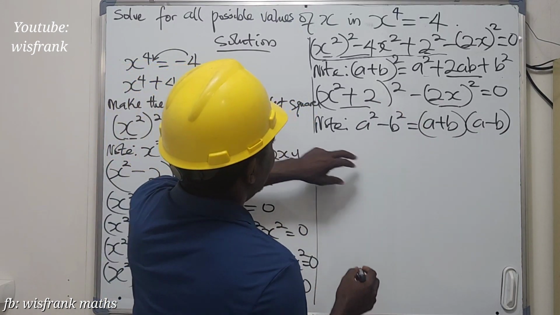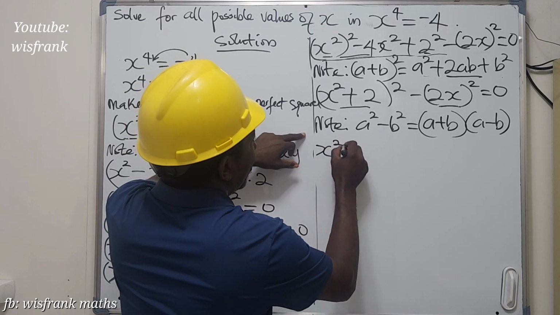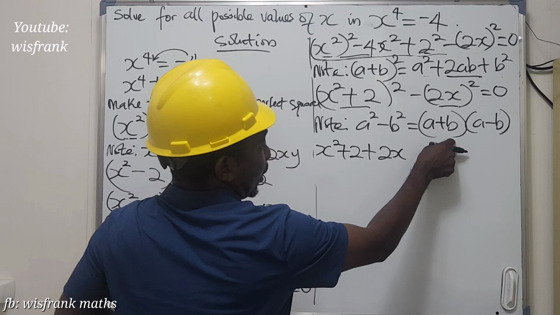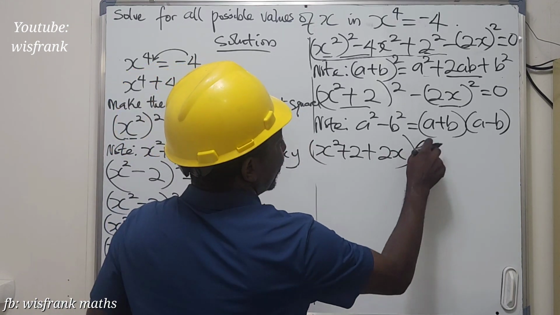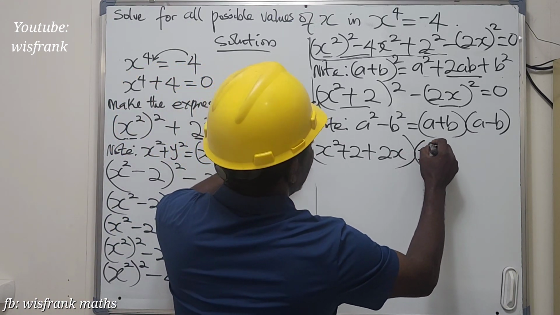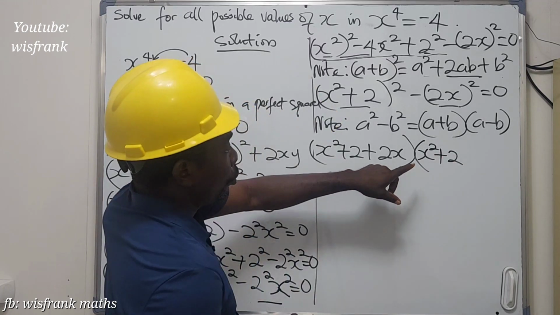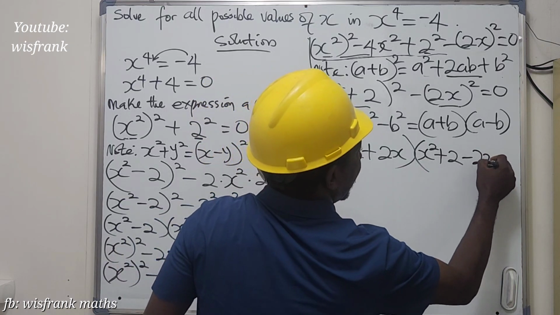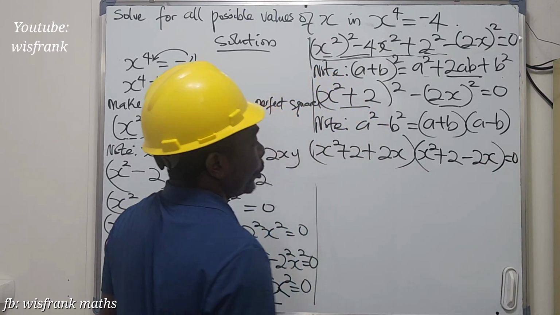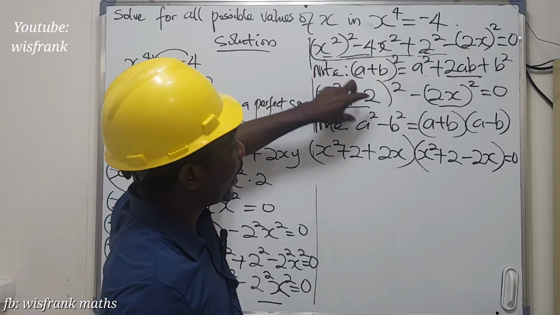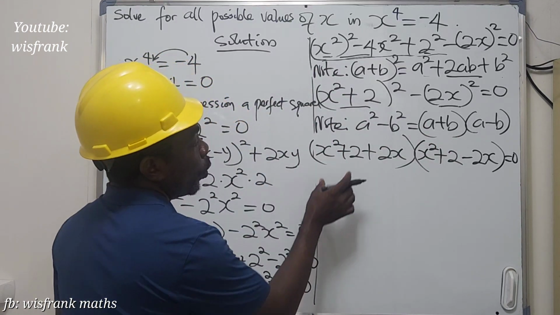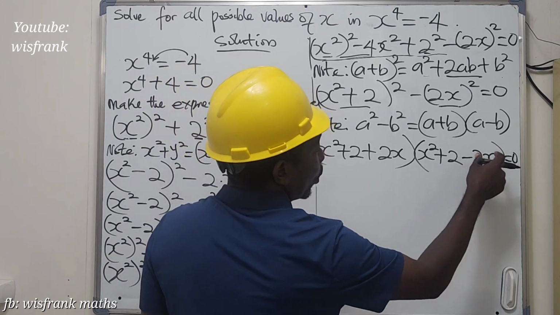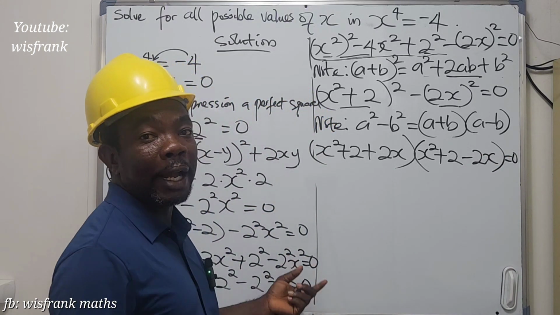That means this will become (x^2 + 2 + 2x), that is for a plus b, which is 2x. This is for the first parenthesis. Then for the second parenthesis, we still have x^2 + 2, that is for this a, then minus b, which is this, minus 2x, equals 0. So we are representing this in this format. We have two parentheses. It is either the first one equals 0 or the second one equals 0, so we are going to take it one after the other.